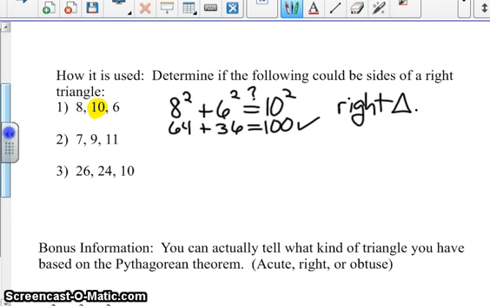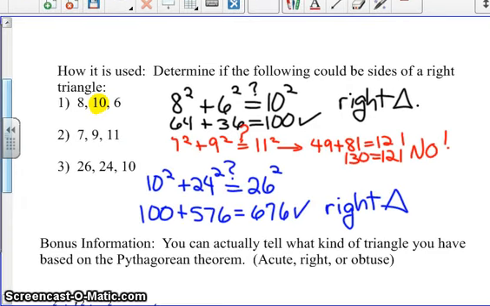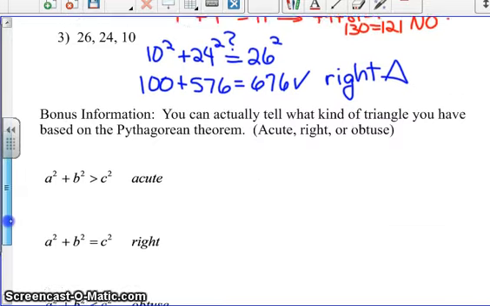Try the other two problems, pause the podcast, then check and see how you did. Hopefully you got the two problems right. On number 2, 11 was the hypotenuse. On number 3, 26 was the hypotenuse. Number 2 was not a right triangle. Number 3 was. Now, this is just some extra info.